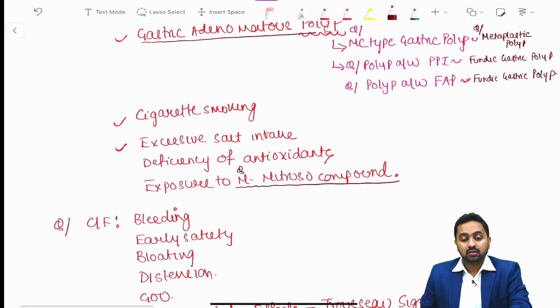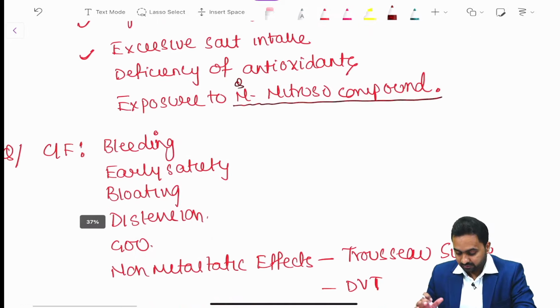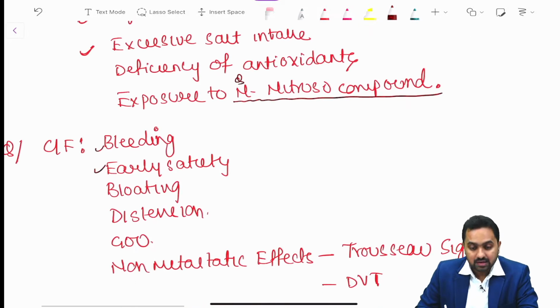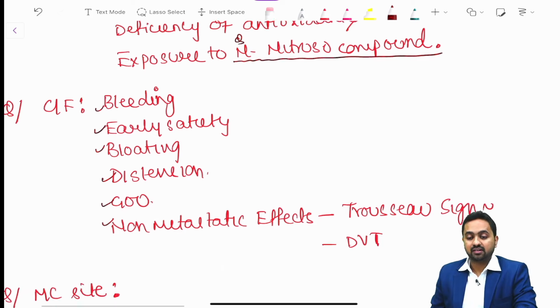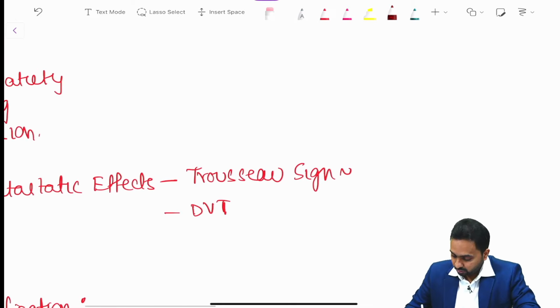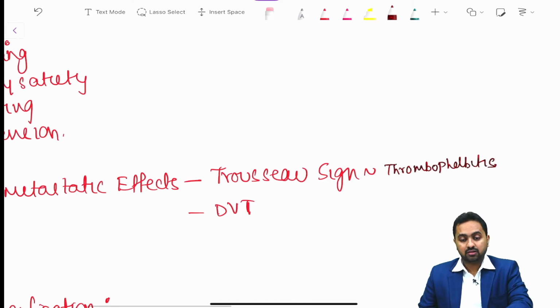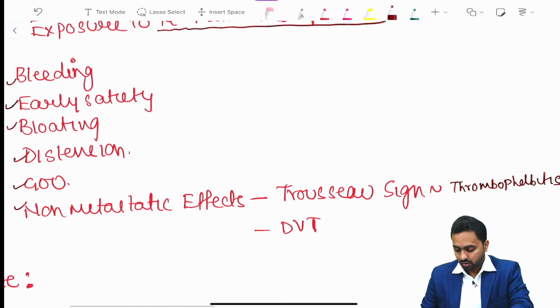Now, how does this gastric cancer present? We have already discussed in gastric outlet obstruction that it may present as gastric outlet obstruction, and other features would include bleeding, early satiety, bloating, distension, and the non-metastatic effects like Trousseau sign. So, what is this Trousseau sign? This Trousseau sign is thrombophlebitis, and it may also present with deep venous thrombosis.